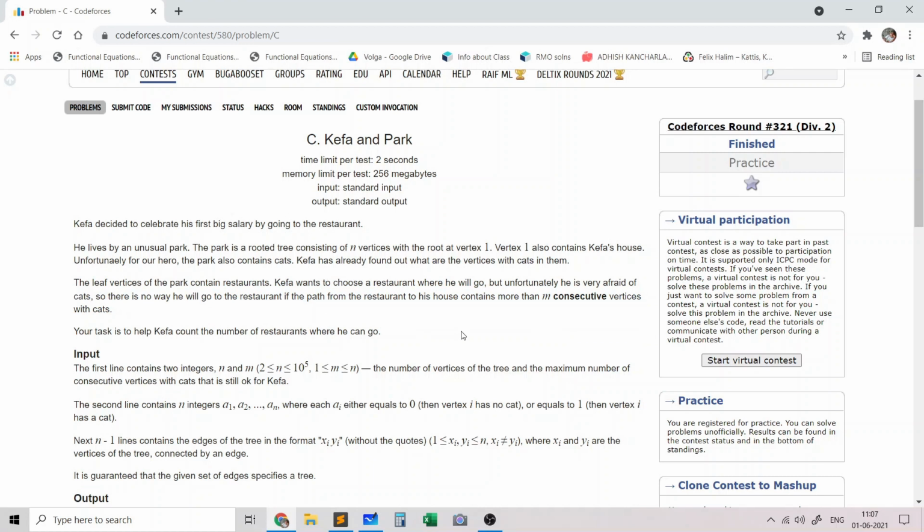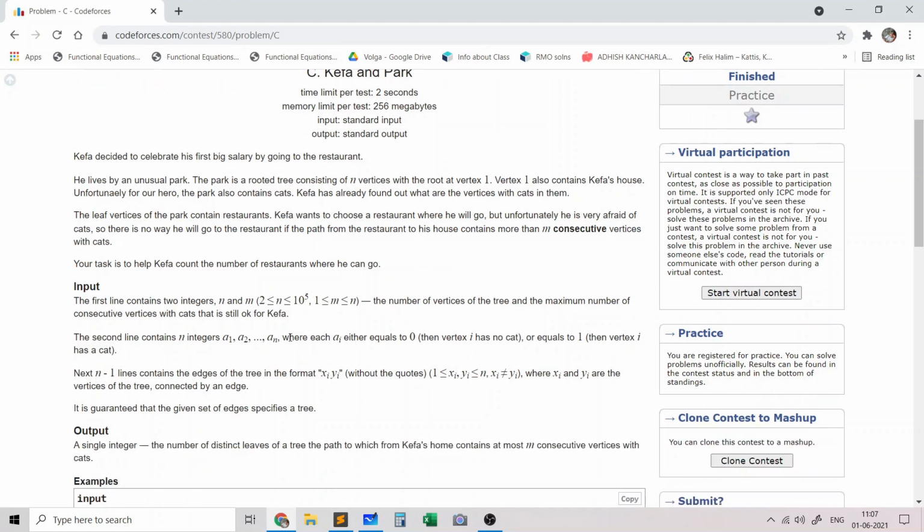So first we know for each node in the tree whether it contains a cat or not. We read in n integers a1 to an, which tell us whether the vertex ai contains a cat or does not contain a cat. Then we are given the edges of the tree, and we need to find the number of leaves in the tree such that the path from 1 to that leaf does not contain more than m consecutive vertices with cats. So let's look at the first sample test case.